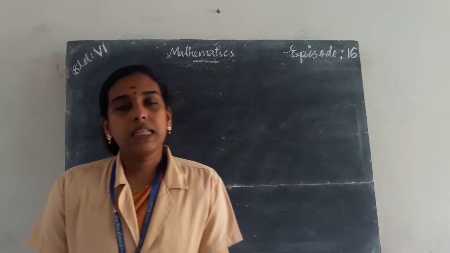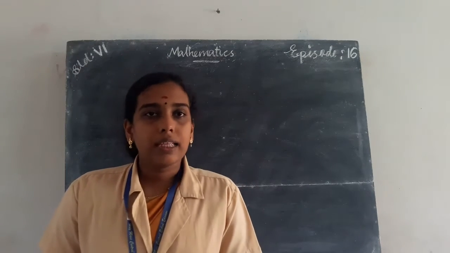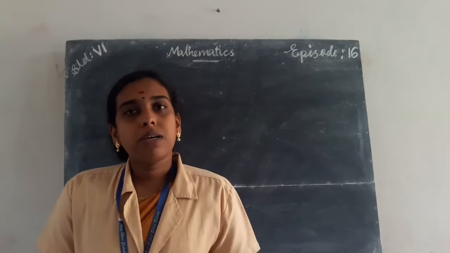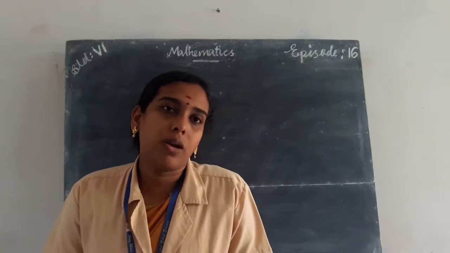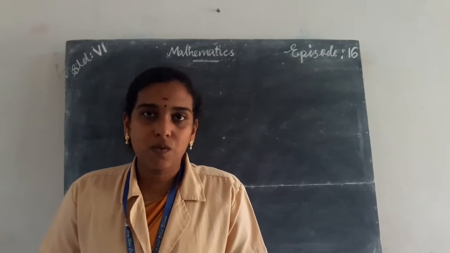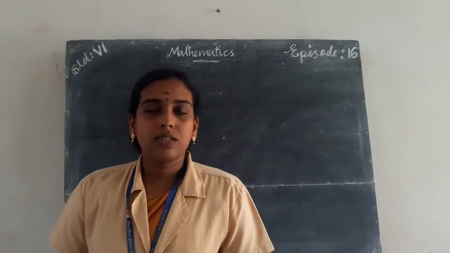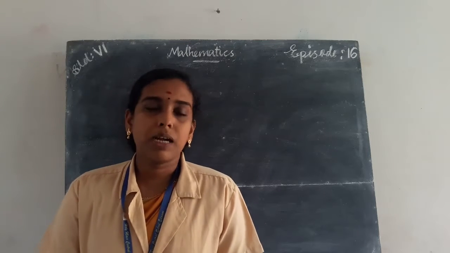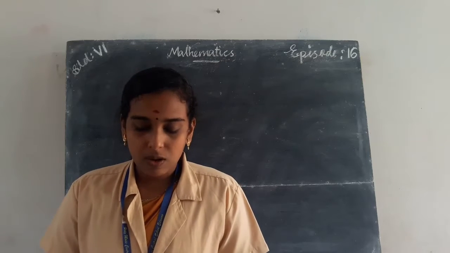Even numbers means a number which is a multiple of 2, and the smallest even number is 2. An odd number means a number which is not a multiple of 2, and the smallest odd number is 1. And we also studied the facts about factors and multiples, and how to find the factors and multiples of numbers.